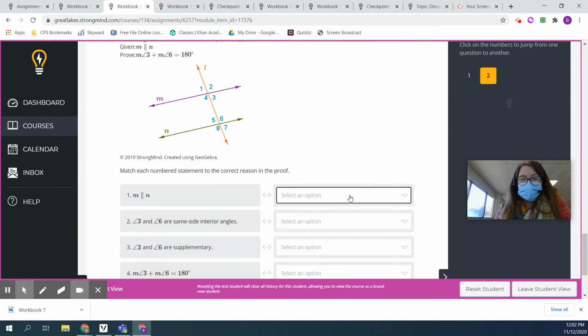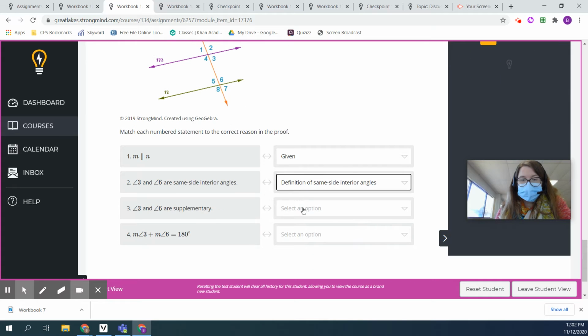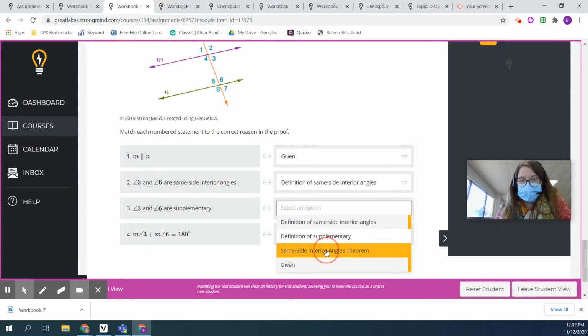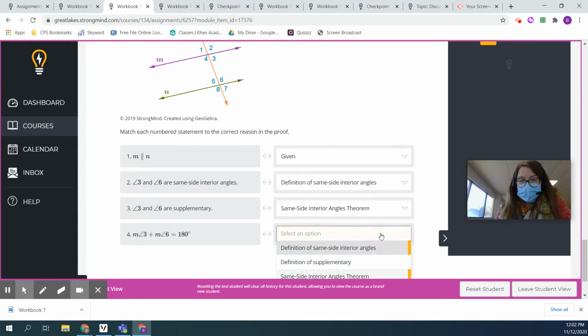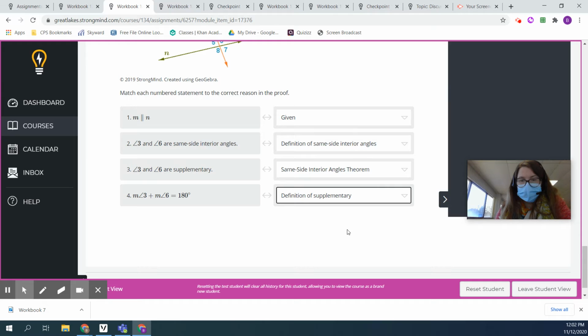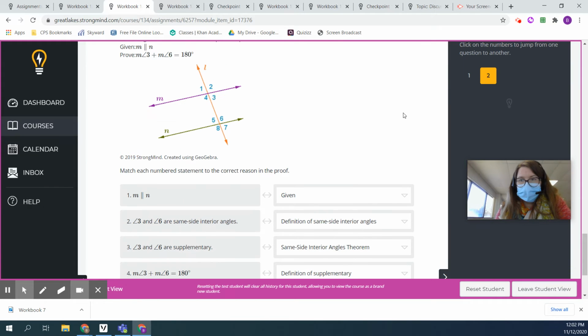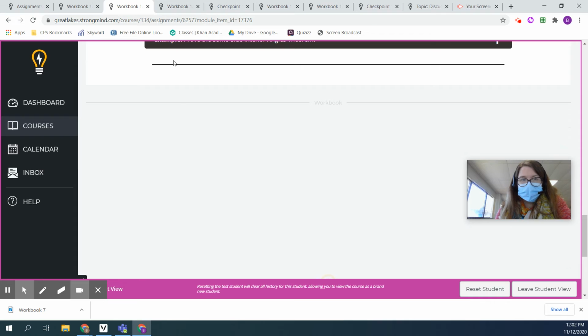Then prove this. Always starts with given. 3 and 6, same side interior. That is just the definition of same side interior. So they're supplementary, so that would be the same side interior angles theorem. So that means that they add up to 180. That would be the definition of supplementary. Okay, so that was that one.